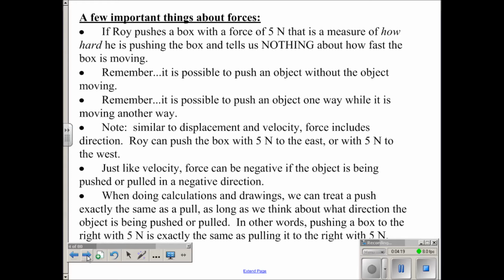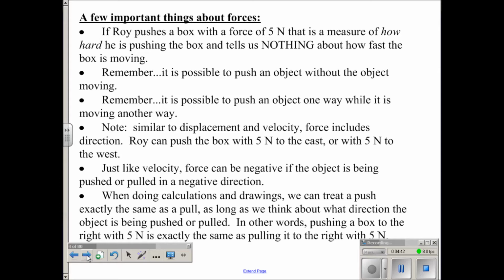First of all, if Roy pushes a box with a force of 5 newtons, that's a measure of how hard he's pushing the box and doesn't tell us anything about how fast the object is moving. Okay, remember, it's possible to push an object without the object moving. I think in a previous video I had you stand up and push the wall, right? You can push the wall very, very hard, but still not get any motion out of it.